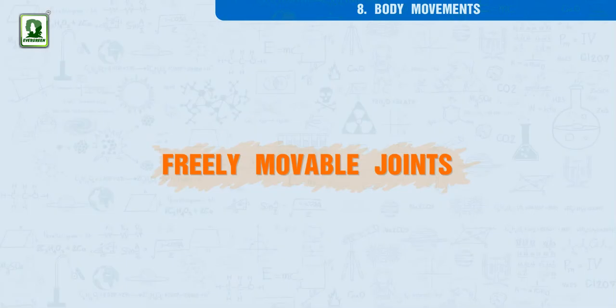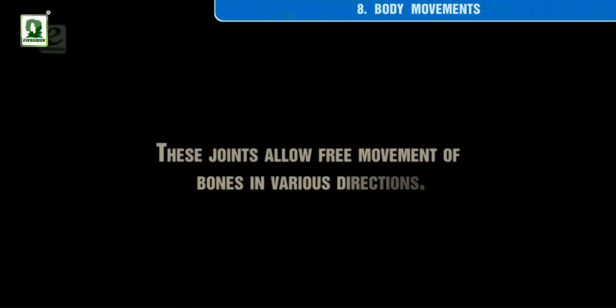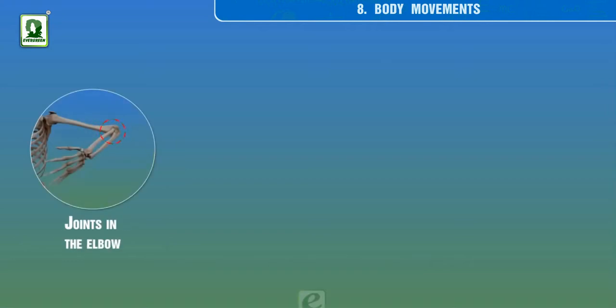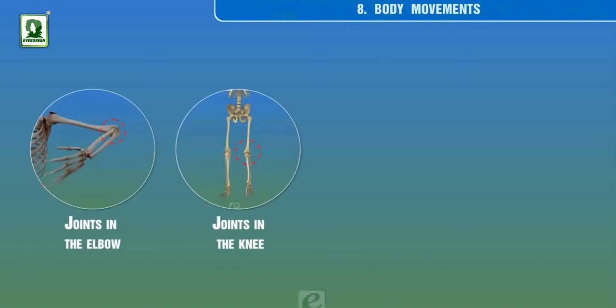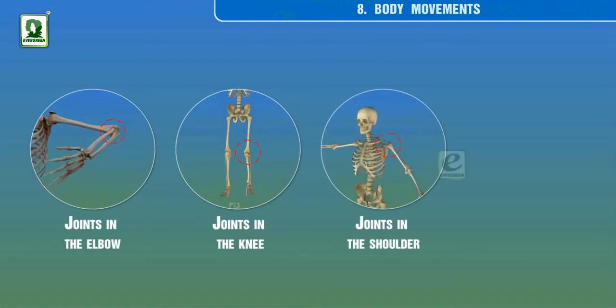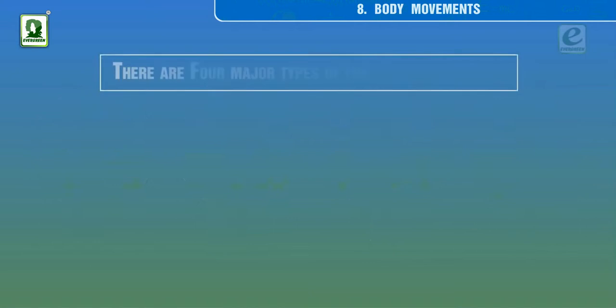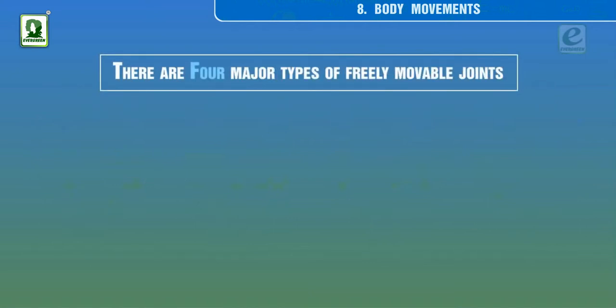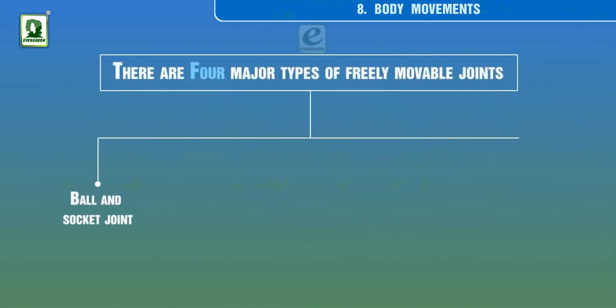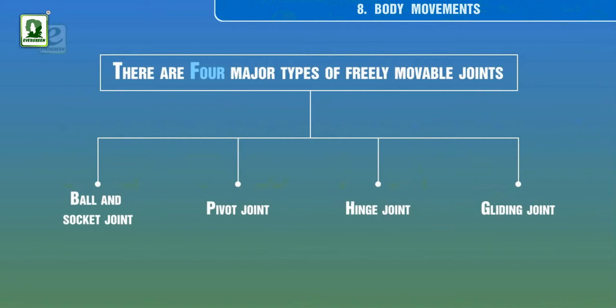Freely movable joints. These joints allow free movement of bones in various directions. Examples are joints in the elbow, joints in the knee, joints in the shoulder, joints in the neck. There are four major types of freely movable joints: ball and socket joint, pivot joint, hinge joint, gliding joint.